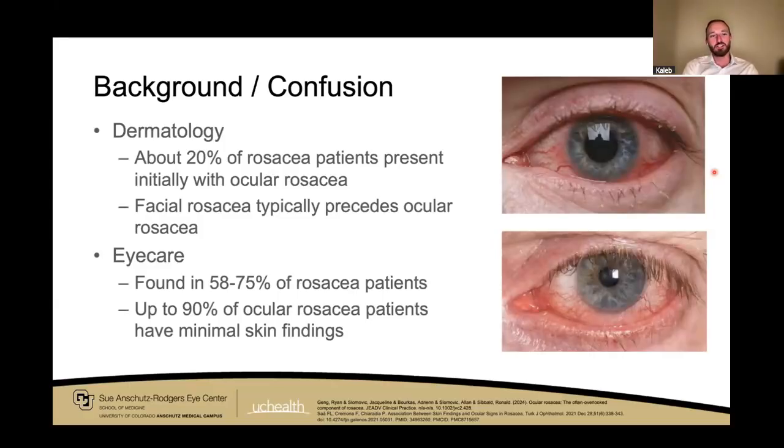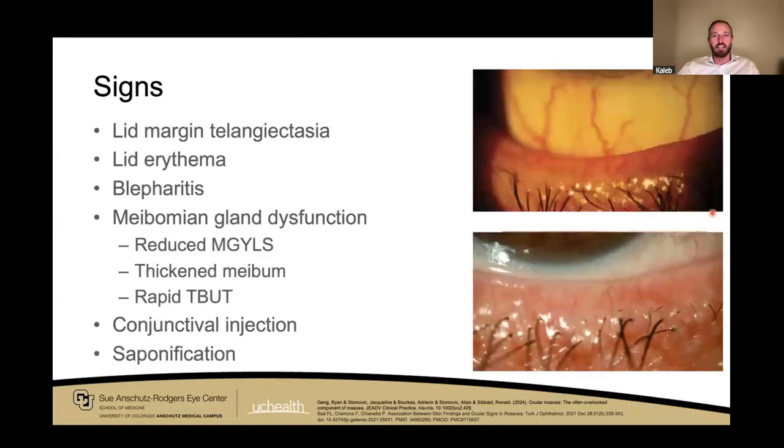If you ask dermatologists, they'll say about 20% of rosacea patients initially present with ocular rosacea. They'll say facial rosacea almost always precedes ocular rosacea. If we ask people in eye care, they'll say that up to 90% of ocular rosacea patients have minimal skin findings, and that ocular rosacea is found in up to 75% of rosacea patients. So in general, dermatology does not think that ocular rosacea is very common. They think that facial rosacea is common, but ocular rosacea is not.